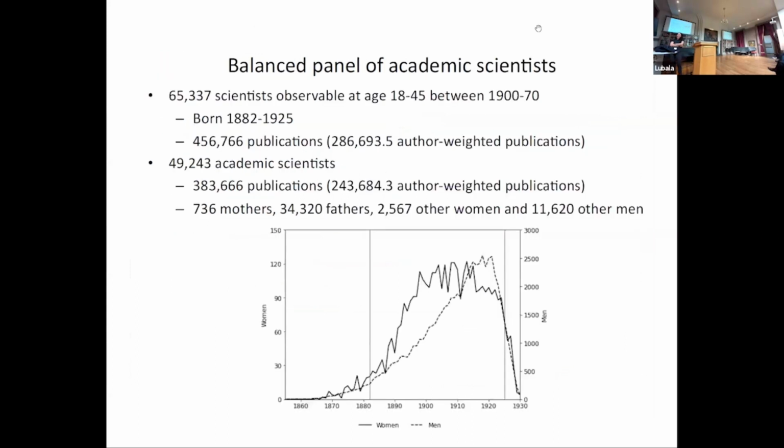Okay, and so we're going to use the balanced panel of academic scientists. We have 65,000 scientists that we can observe between 1900 and 1970. We have to restrict the data just to keep it tractable. And we can observe them between the ages of 18 and 45. In that data set, 50,000 of them are academic scientists.